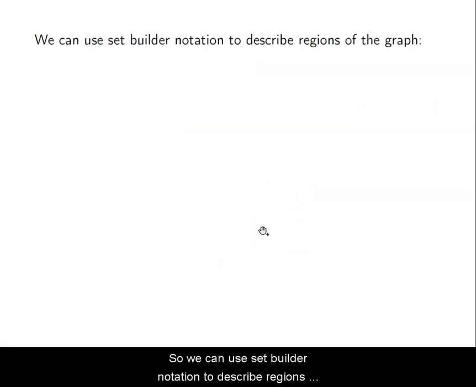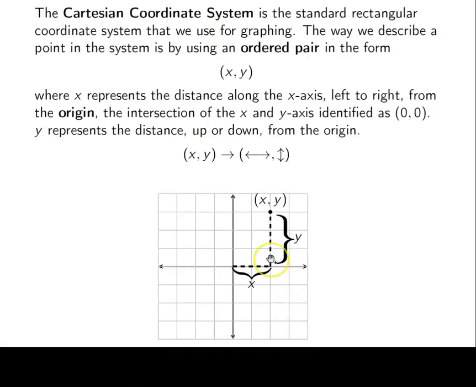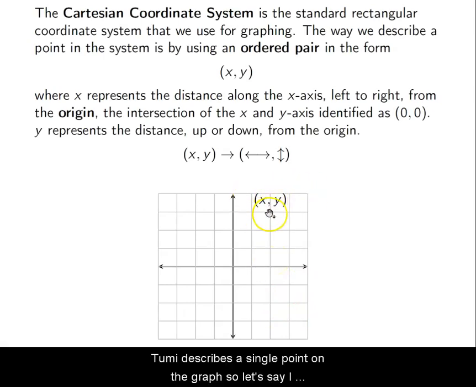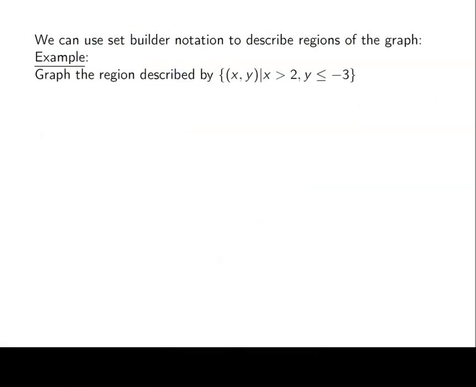So we can use set builder notation to describe regions of the graph, right? So here, a point to me describes a single point on the graph. So let's say I want to describe an entire area of the graph, right? So example, let's say I'm interested in the region described by all the points x, y, such that my x's are all larger than 2 and all of my y's are less than or equal to -3.